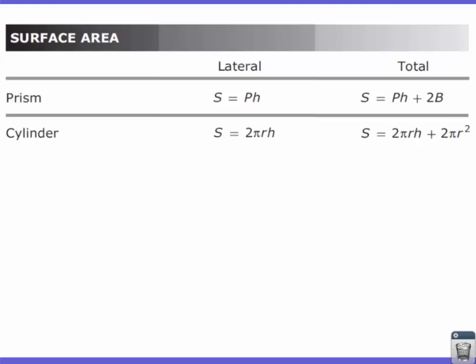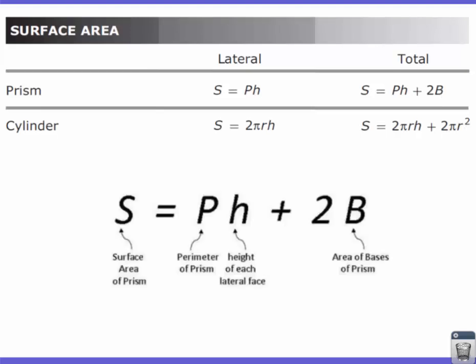So what do those letters mean then? Well, here's what they actually mean. The S again stands for surface area of the prism, but the capital P actually stands for perimeter of the prism. Okay, the little h, as always, stands for height, and it's the height of what we call a lateral face. And then the capital B, again, is the same thing that we've done in area and volume. The capital B stands for area of the bases.